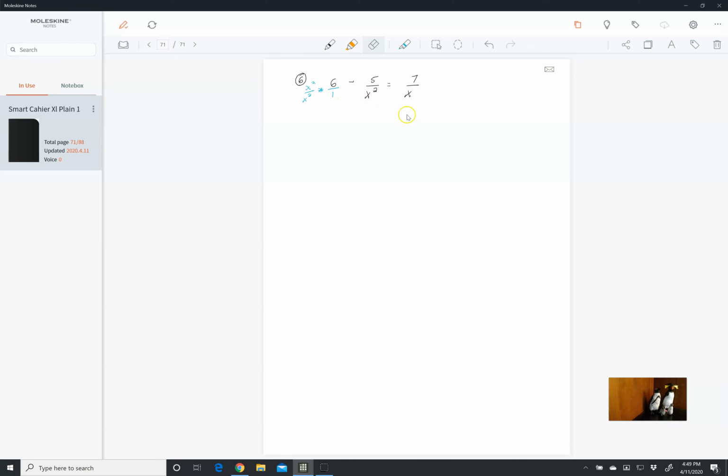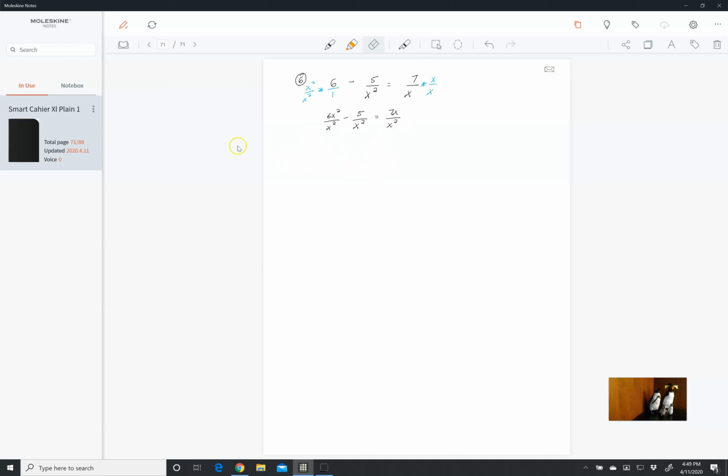But this second one has an x, and this already includes an x. It's already an x times x. And this here is an x squared. It's 2 x's, not 1. So we're going to multiply by x over x. And if we rewrite this, what we get is 6x squared over x squared minus 5 over x squared is equal to 7x over x squared.